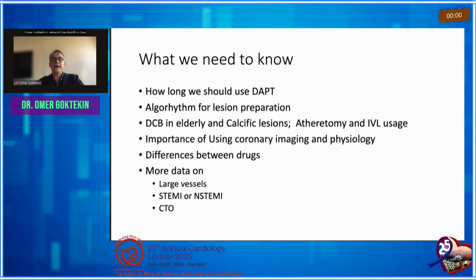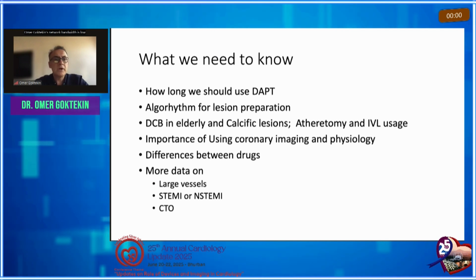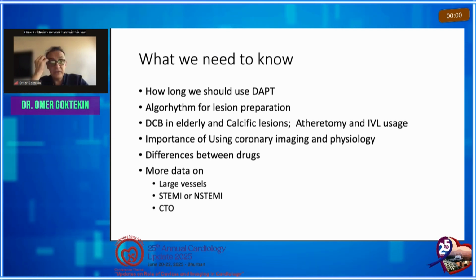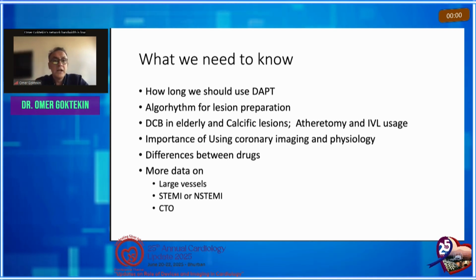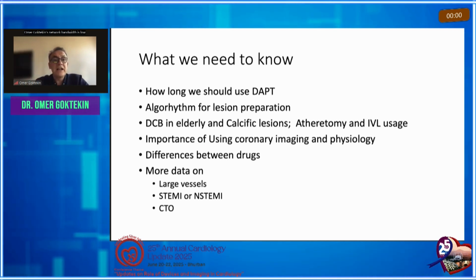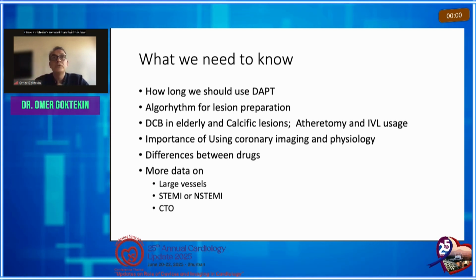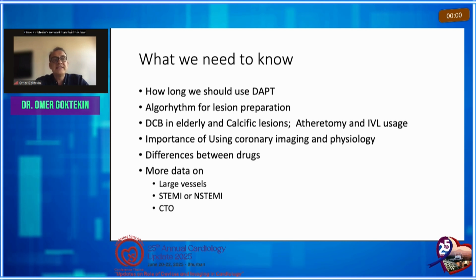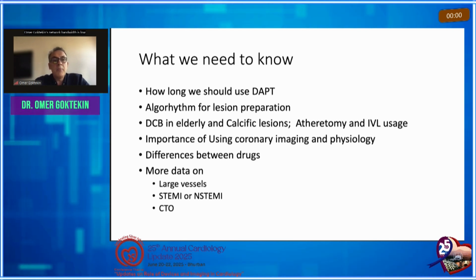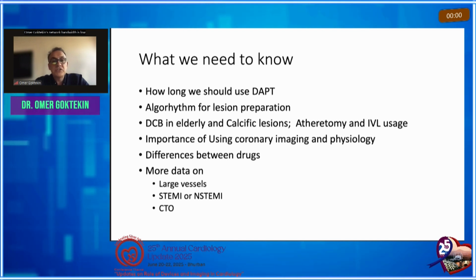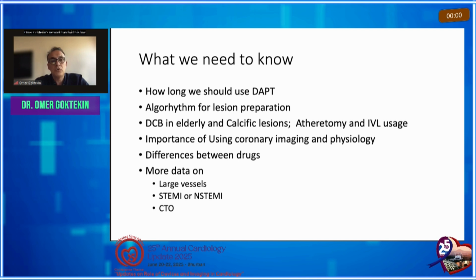So, what we need to know? We need to discuss how long we should use DAPT. We don't know yet, and we should maybe have a clearer algorithm, because some operators routinely use a cutting balloon or scoring balloon. Some of them use an NC balloon or even a semi-compliant balloon. How about DCB in elderly patients, calcified lesions, or atherectomy or after IVL? I think we need to see some more data about it.